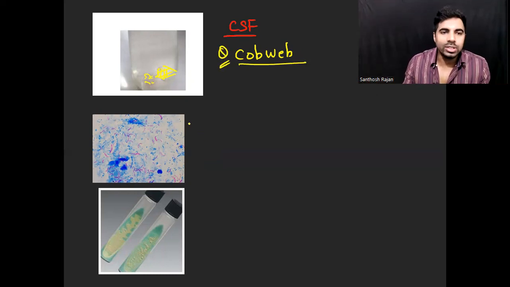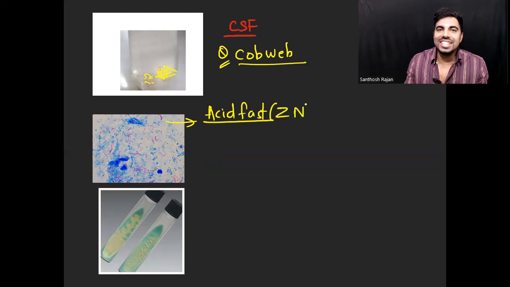Now, what is this I have shown here? Whenever you make a sample, you know about TB. It is an acid-fast organism. That's what we do: ZN staining, Ziehl-Neelsen staining. And you know the steps.